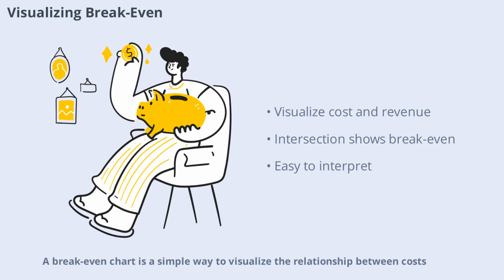A break-even chart is a simple way to visualize the relationship between costs, revenue, and profit. On the chart, the break-even point is where the total cost and total revenue lines intersect. This visual representation makes it easy to see how changes in price or costs affect your break-even point.